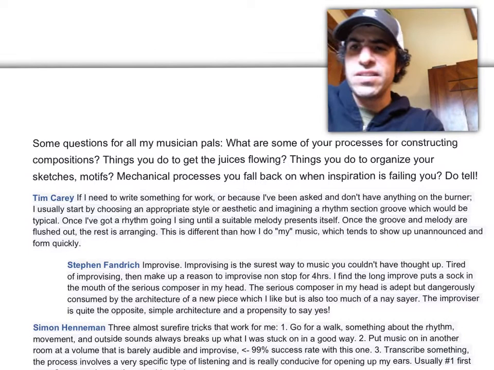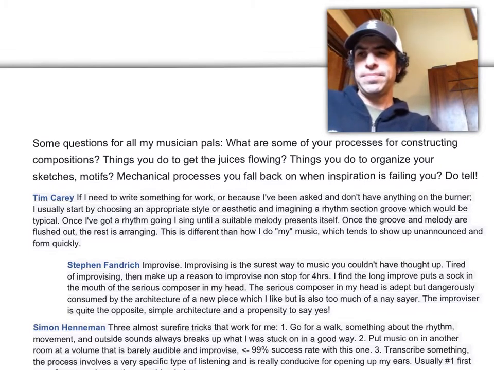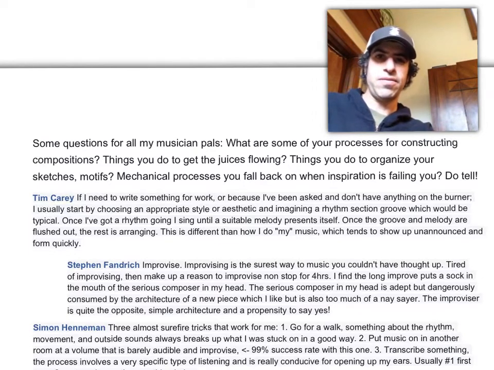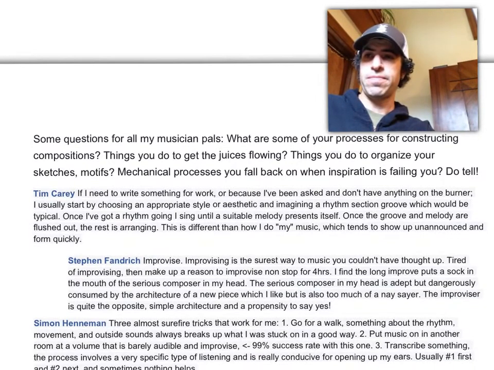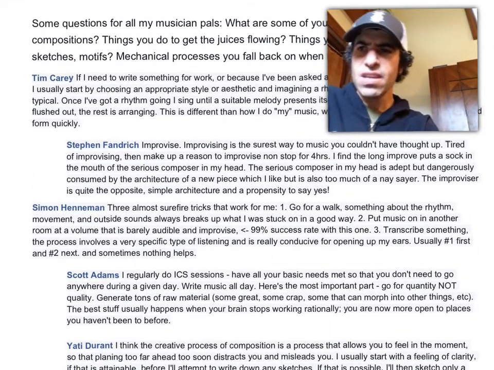And this is different than how I do my music, which tends to show up unannounced and form quickly. So this answer, I think, is more along the lines of jazz composition, and Tim writes beautiful music. So, interesting idea.